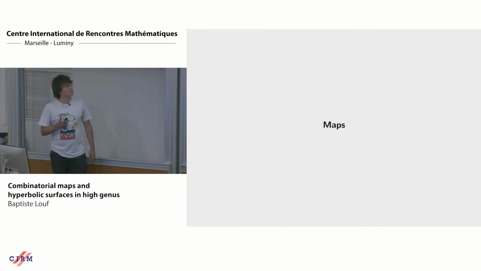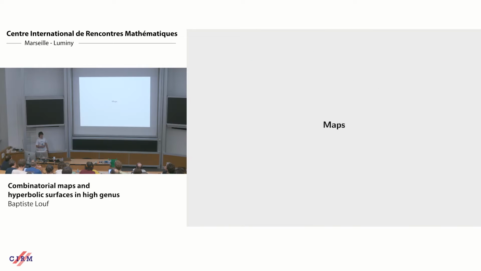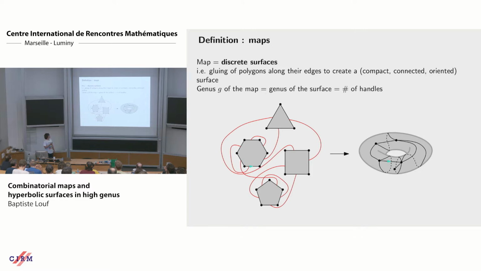So definitions. I'm going to start with maps, which are the discrete surfaces in the title. Guillaume introduced them about 1 hour ago, so I'm going to try to browse through it very quickly. As he said, maps are just discrete surfaces that you can build out of gluing polygons along their sides to create a surface. Here I'm restricting to surfaces that are compact, connected, and oriented. And it's completely combinatorial. There's no notion of geometry yet.